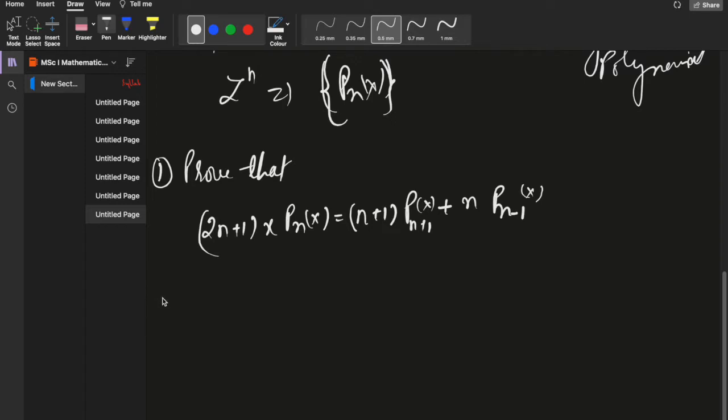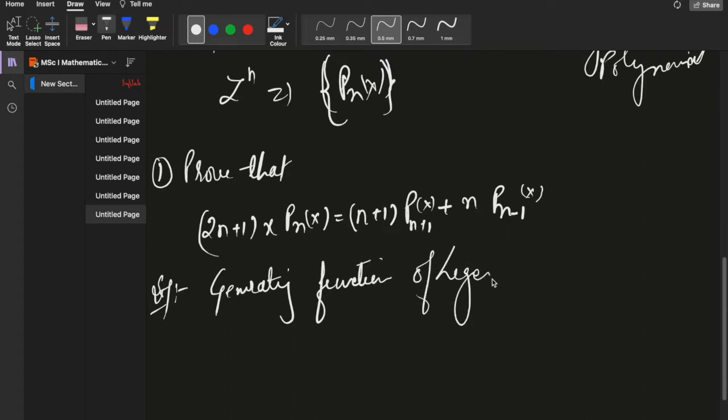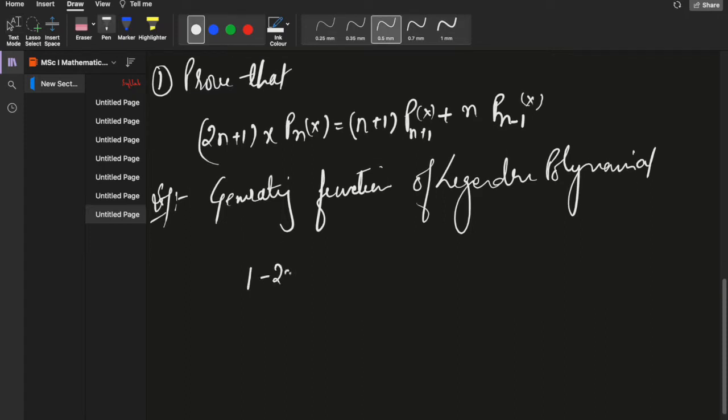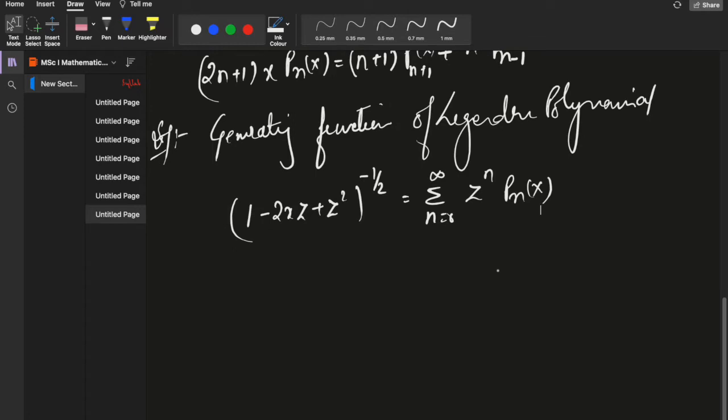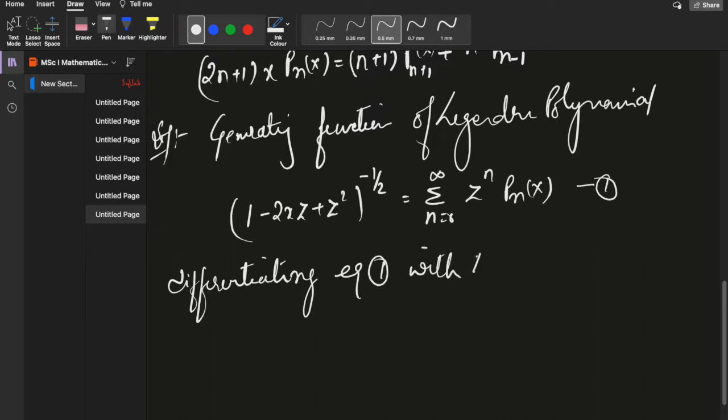So for this we need the generating function of Legendre polynomial, which is (1 minus 2xz plus z square) to the power minus half is equal to summation n equals 0 to infinity z to the power n Pn(x). Let us differentiate equation 1 with respect to z.